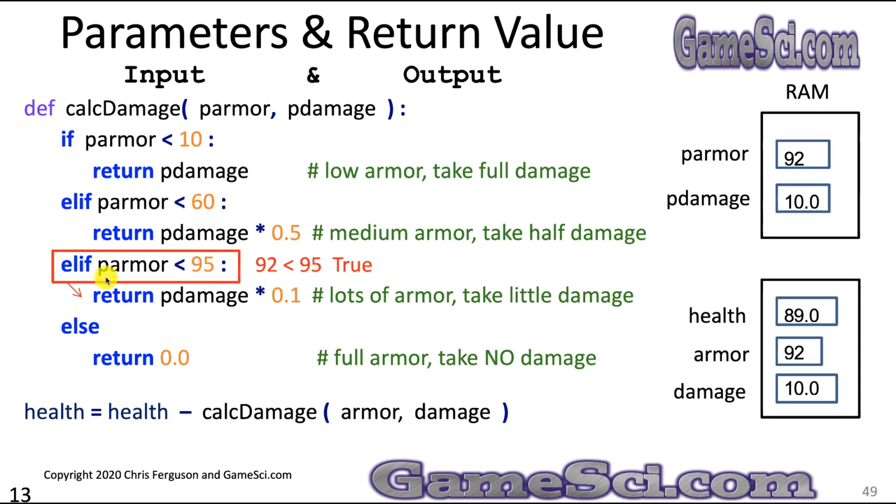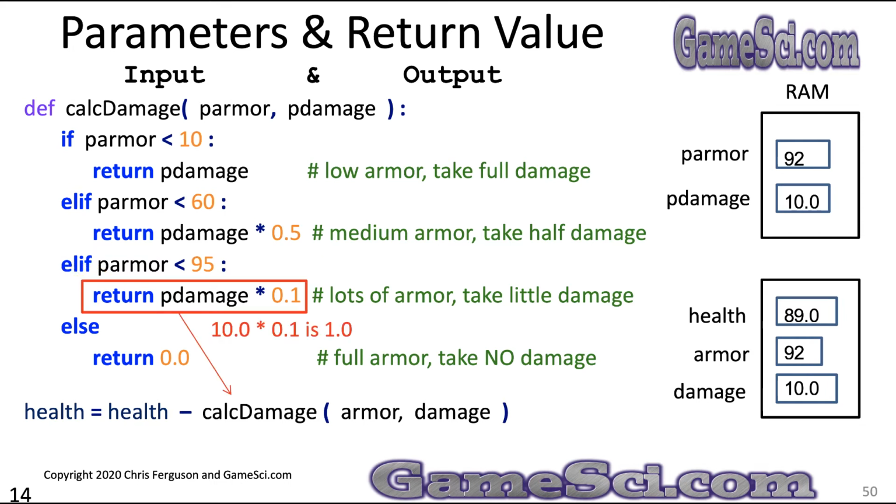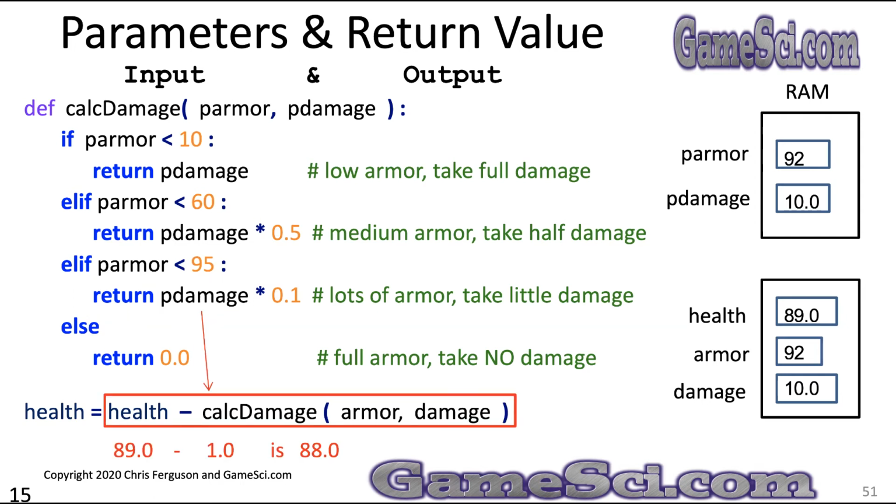When we get a true statement on the if, what do we do? We go inside and execute the indented code. And how do we do that? We take p-damage times 0.1. Turns out 92 is a lot of armor. Our player is well protected. As a well-protected player, it should take very little damage. So we take p-damage, multiply it by 0.1, or just 10% of the damage. 10.0 times 0.1 is 1.0. So a shot that would normally subtract 10 points from our health score should only subtract 1 point from our health score because we are fully armored.